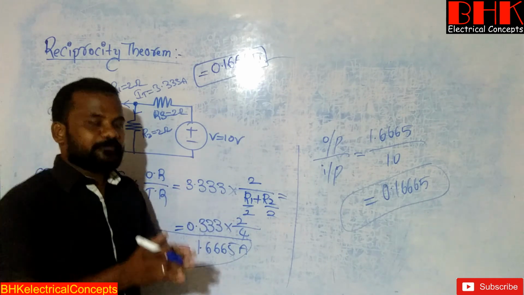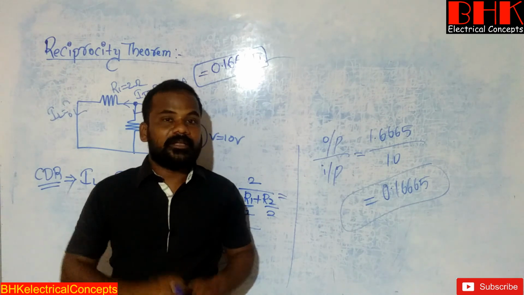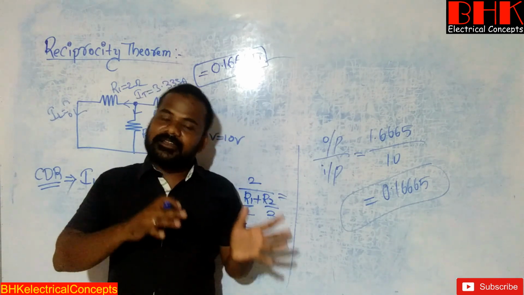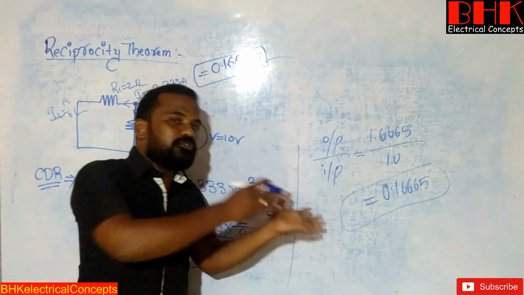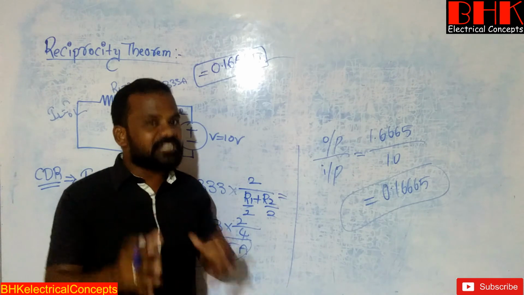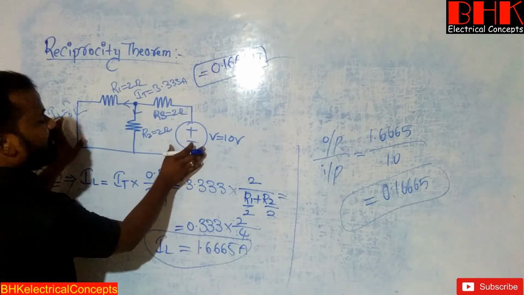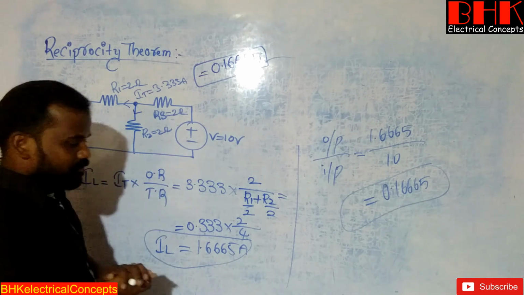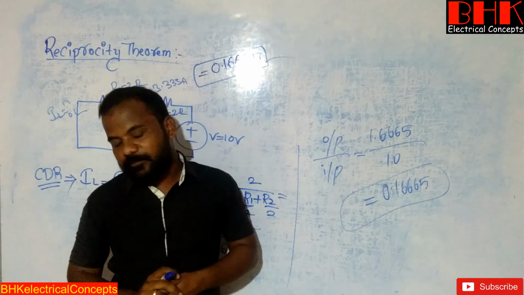So that's why the definition of the reciprocity theorem is: in any linear bilateral network, the ratio of output to input is always the same, even if we interchange the load and source in the circuit. Clear? So this is the actual concept of the reciprocity theorem.